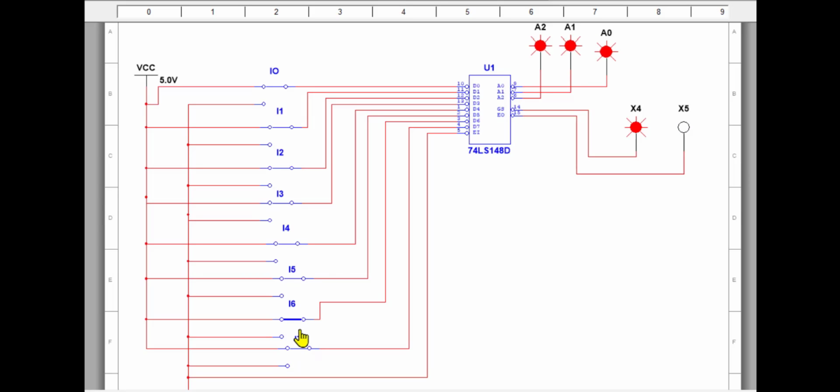If I make it 6, 1 1 0, then 5, 1 0 1, then 4, 1 0 0, then 3, 0 1 1, then 2, 0 1 0, then 1, 0 0 1, and 0, all zeros. Okay, so this is how you can use this 74148 as an octal to binary encoder. At the same time, you can also use it for the priority application or priority encoding.